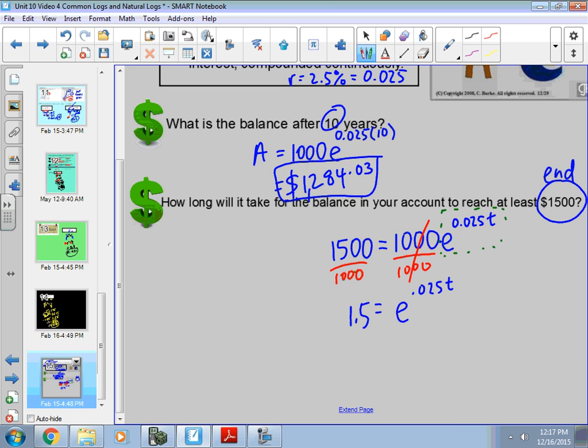All right, how do we solve this? Well, now we're stuck. We can't go any farther with our algebra. Now is the time to add in logs. And since we got E, we want to add in the natural log, ln. Okay, so now ln and E, we know those cancel out. They're inverses of each other. We got ln of 1.5 equals 0.025t. Now if you divide both sides by 0.025, we should have our answer here.